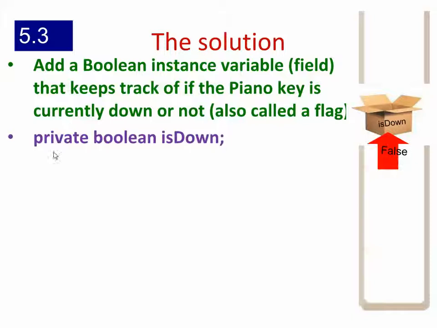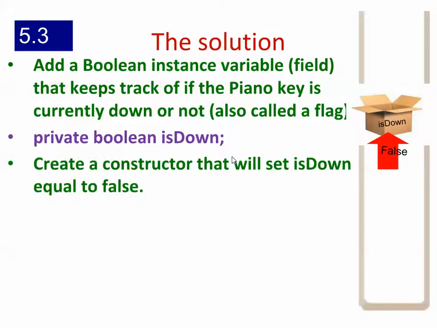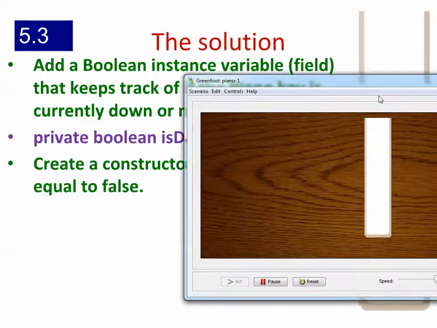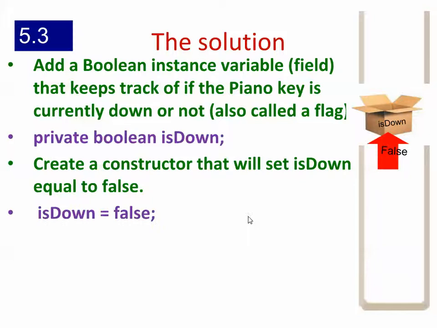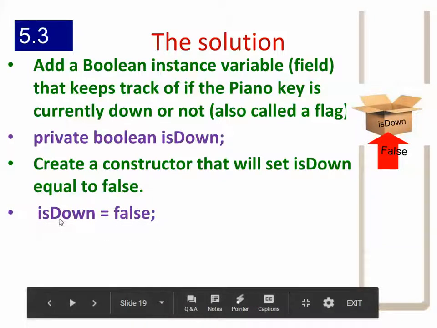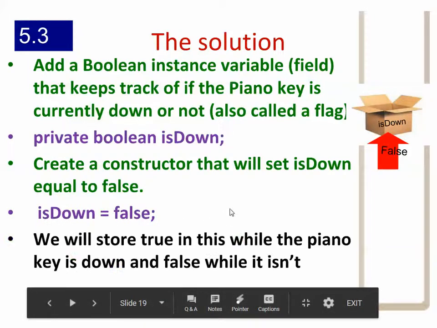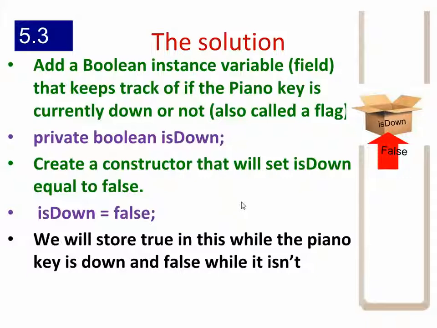Okay, so we're going to write the code: private boolean isDown. And then we're going to have a constructor that's going to set isDown equal to false. So when we first get started, the key is not down, right? So we keep track of that with our instance variable, and in our constructor, we're going to say isDown is false. We're going to store true in this while the piano key is down and false while it isn't.